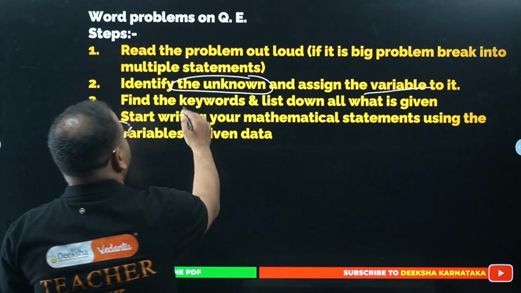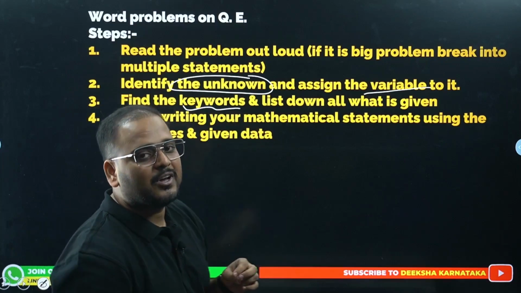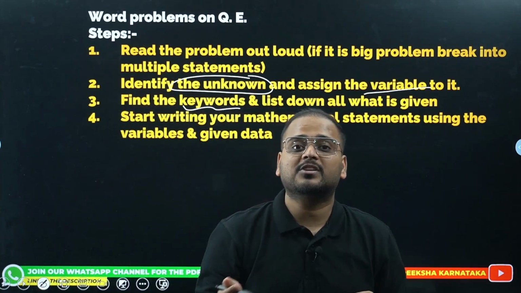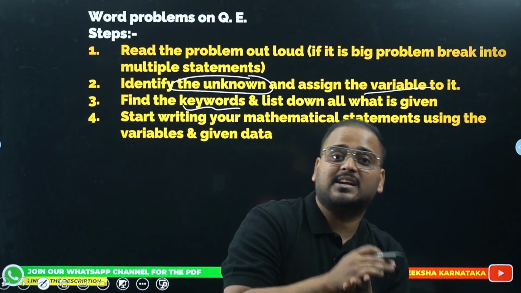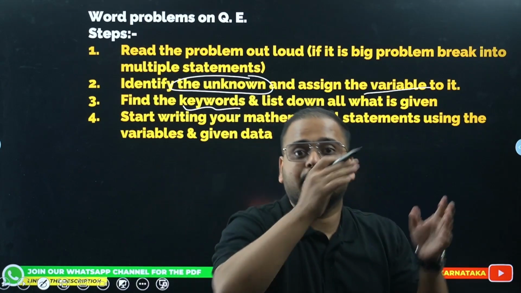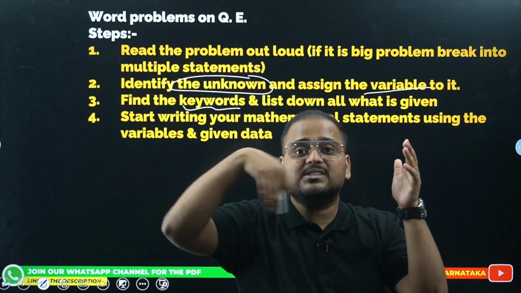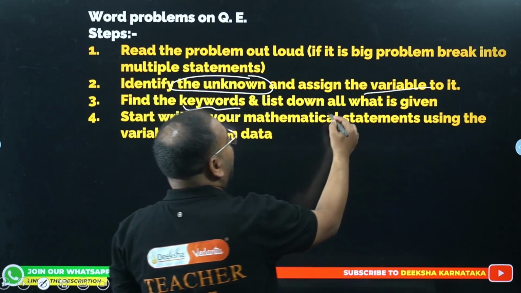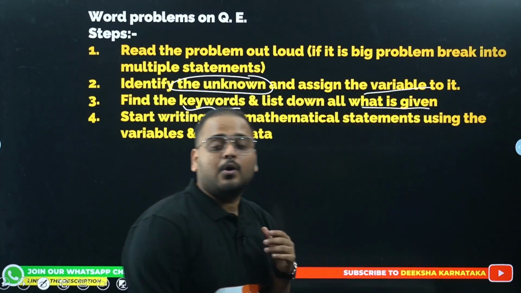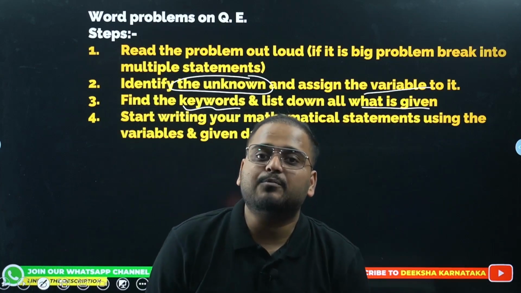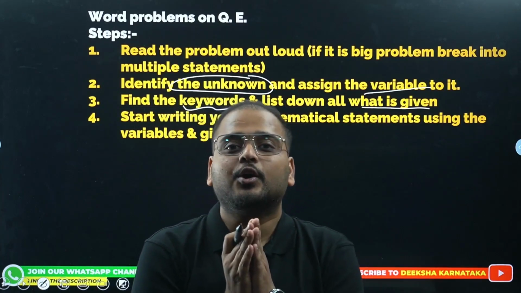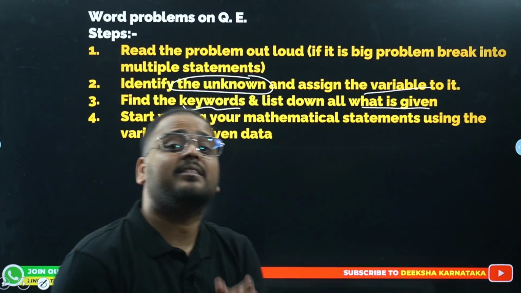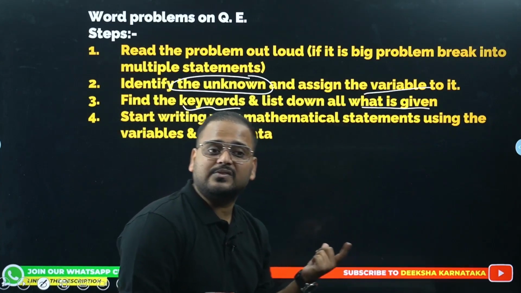Find the keywords. Keywords are important to understand what is happening. Is it getting multiplied, getting divided, increased, okay? So what is the keyword of the mathematical operation, okay? And write down all that is given. What is given in the question? To solve any problem, they will give some data, right? So the data should be given and you have to note that down as well.